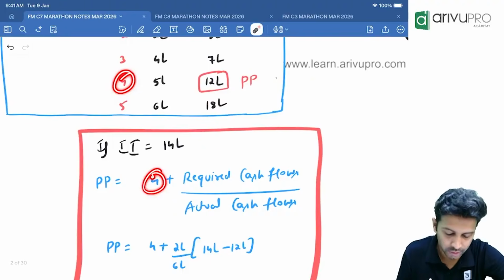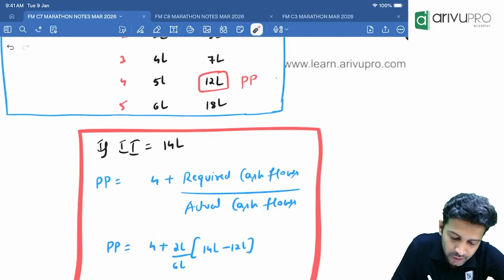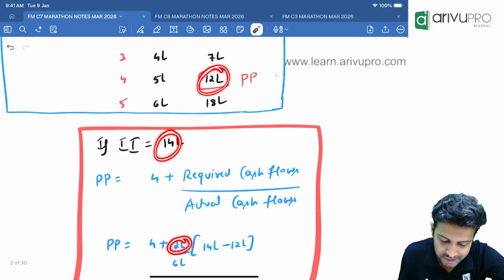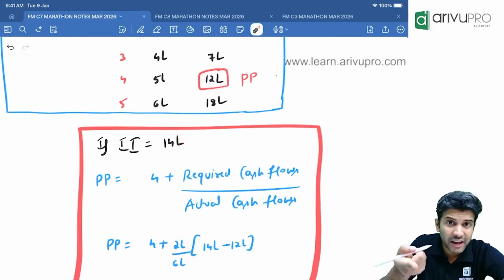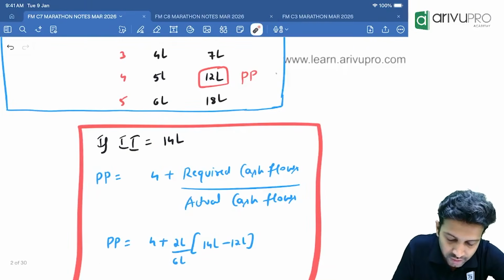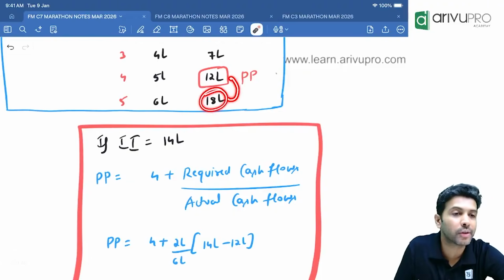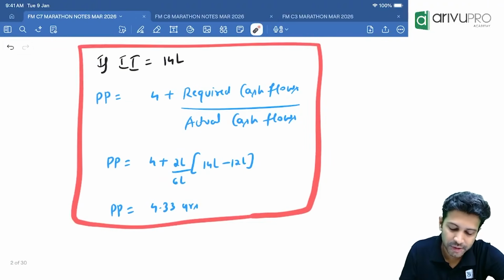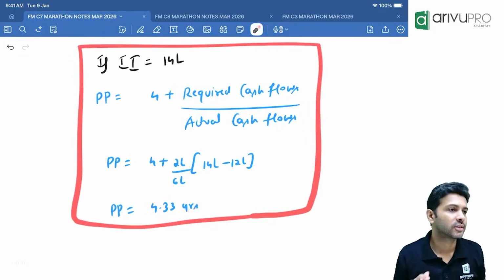What is that? 4. Plus required cash flow will be what? 14 lakh minus 12 lakh. How much is that? 2 lakh. Divided by actual cash flow. For 5th year, what is your actual cash flow? 6 lakh. Either you can do like that or 18 minus 2. How much did you recover? 6 lakh. Do this. How much are you going to get? 4.3 years. Yes, simple thing.